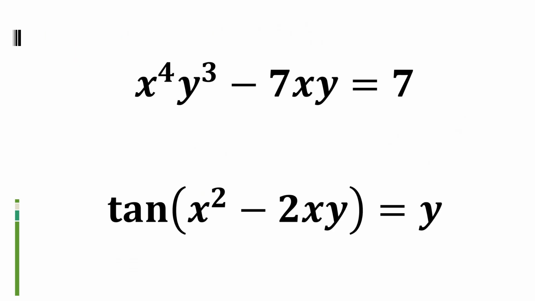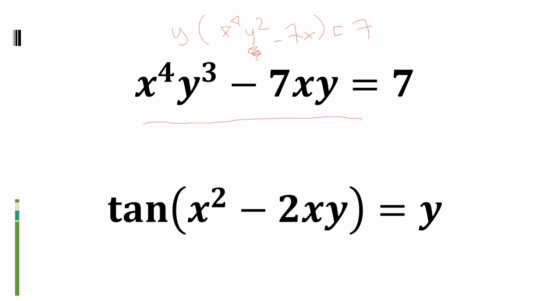Paano kung ganito na siya? Hindi na natin mahihiwalay yung y from the rest of the terms. Kasi nga, like dito sa first example natin, pag finactor out mo yung y, meron paling y na maiiwan. Like for example, y times x raised to 4y squared minus 7xy equals 7. So, paano mo ulit isi-separate to? Okay? So, medyo mahirap yon.